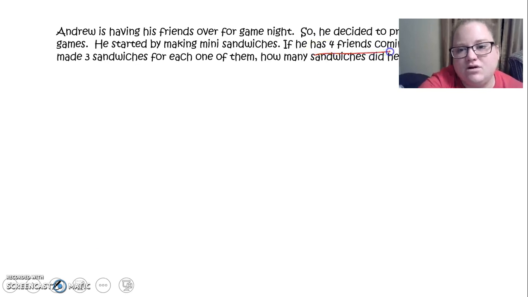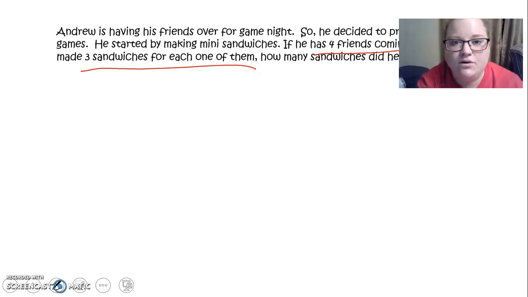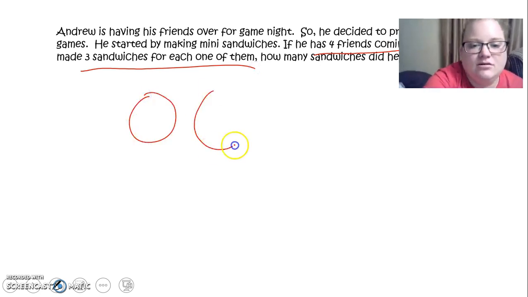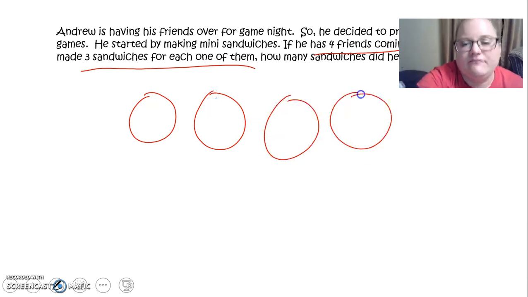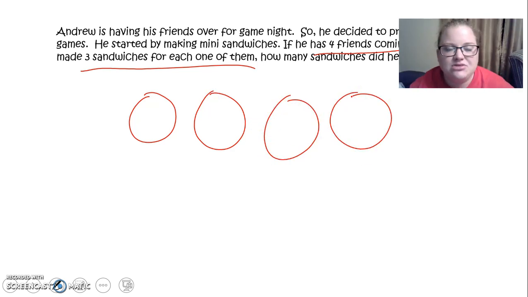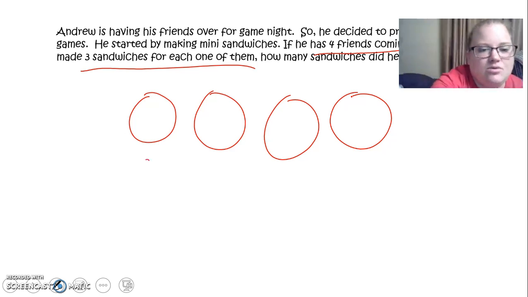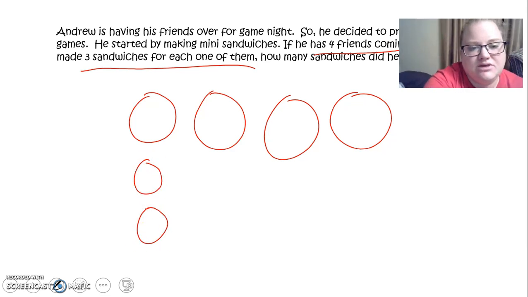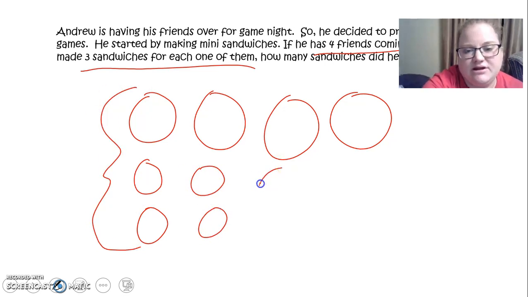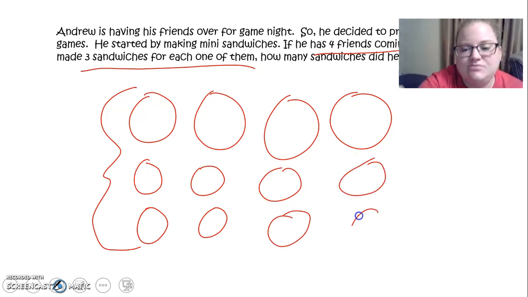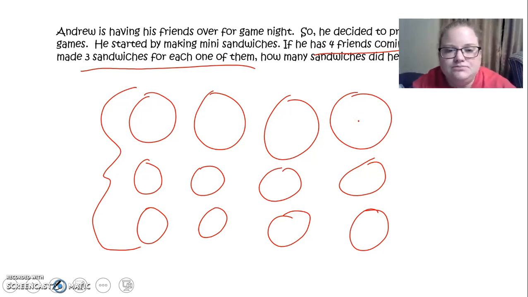It says he has 4 friends coming over and he made 3 sandwiches for each of them. So if he had 4 friends, 1, 2, 3, 4, he had 4 friends coming over and he made 3 sandwiches for each of them. So there are that person's 3 sandwiches, 1, 2, 3, and we're going to give the rest of our friends those 3 sandwiches. It's important to note if this top line represents our friends, we just need to put 2 more, not 3, because the top already represents 1 sandwich.